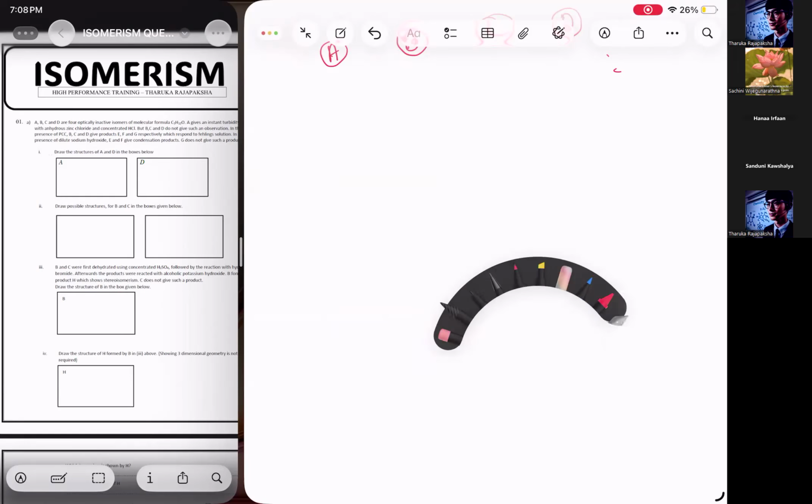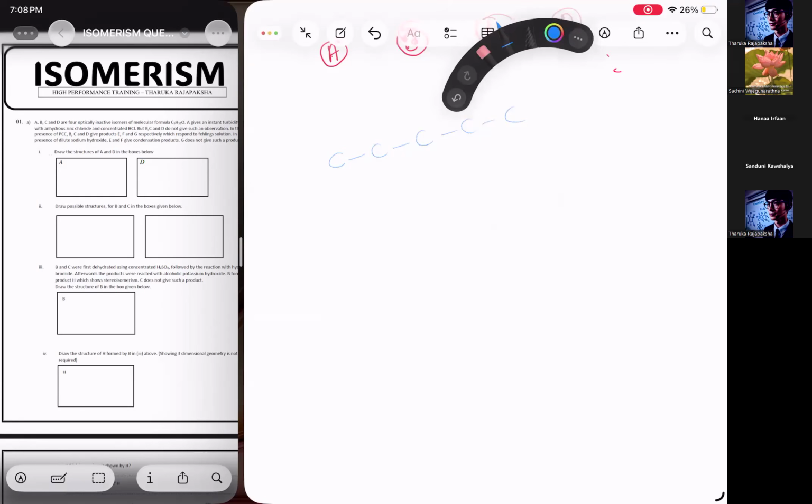So now what you have to do is draw the carbon chain, right? You have to draw the carbon chain like 1, 2, 3, 4, 5. There are 5 carbon atoms, and then the OH is here. This is the first structure. I'm going to name it as 1.